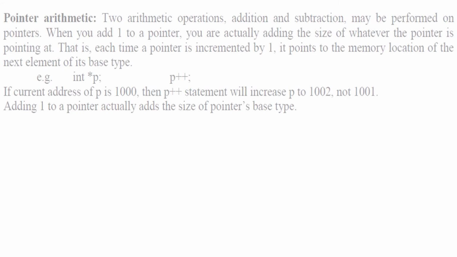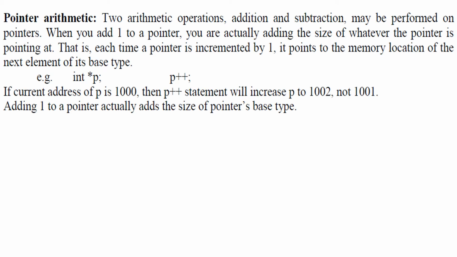Then there are certain pointer arithmetic we need to know. Pointers are keeping the address of certain variable, right? So two arithmetic operations, addition and subtraction, can be done. So you are actually adding the size of whatever the pointer is pointing at, maybe integer, say 2 bytes or 4 bytes. So it will add to that.